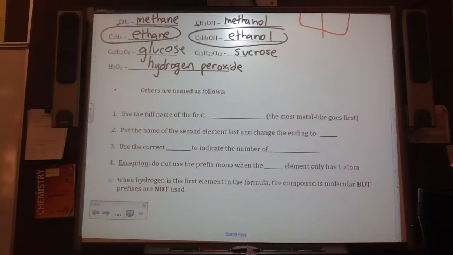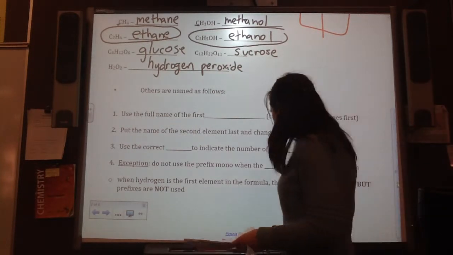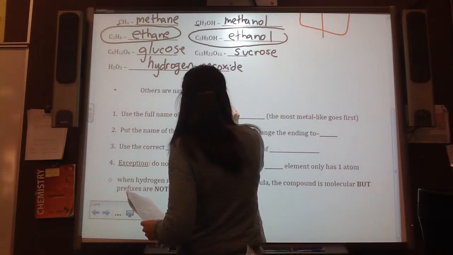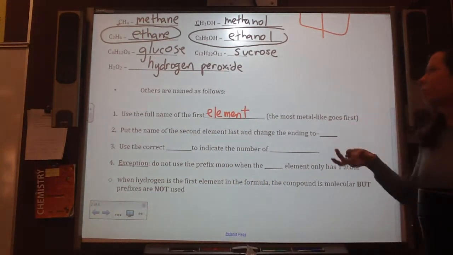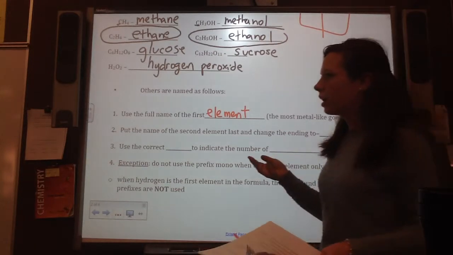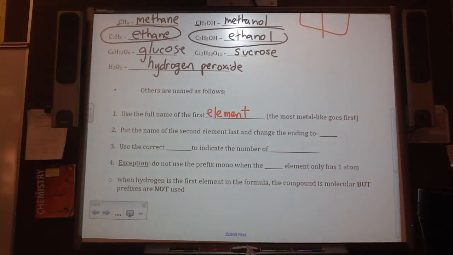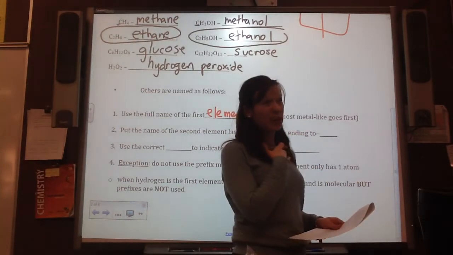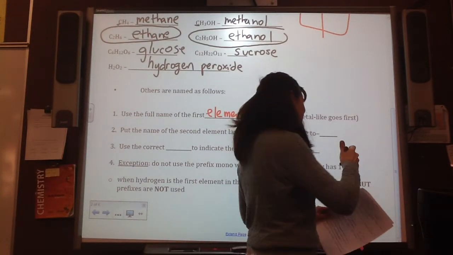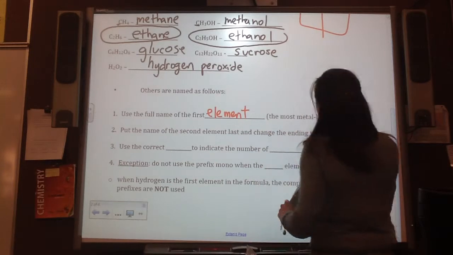Okay, so the rules are: use the full name of the first element. Now, if you're not sure which element is the first one, it's the most metal-like, so the one that's closest to, or on, the most left-hand side. Put the name of the second element last and change the ending to, what do you think it might be? I, yes. Change the ending to I.